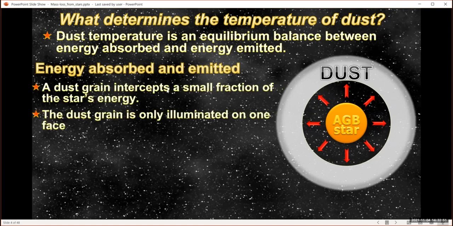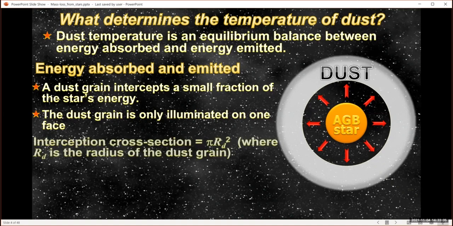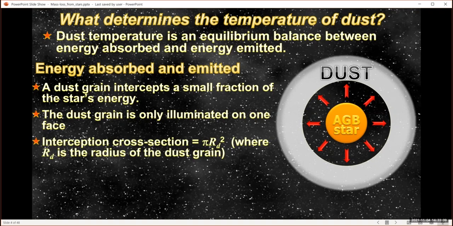At this distance, the dust temperature has to be an equilibrium between the energy absorbed from the star, so it's absorbing light from the star that heats it up, and it's emitting energy according to its temperature. For a dust grain, it's only going to intercept a tiny little fraction of the star. That's going to be depending on its surface area, in fact, its cross-sectional area. The dust grain is only lit up on one side. So effectively what you have is a cross-section capture area that is just the pi r squared for a sphere. So in this case, we have R_D, uppercase R_D, is the radius of our dust grain.